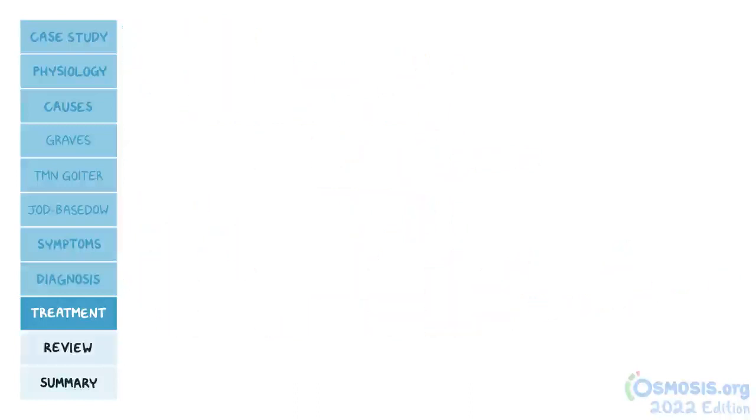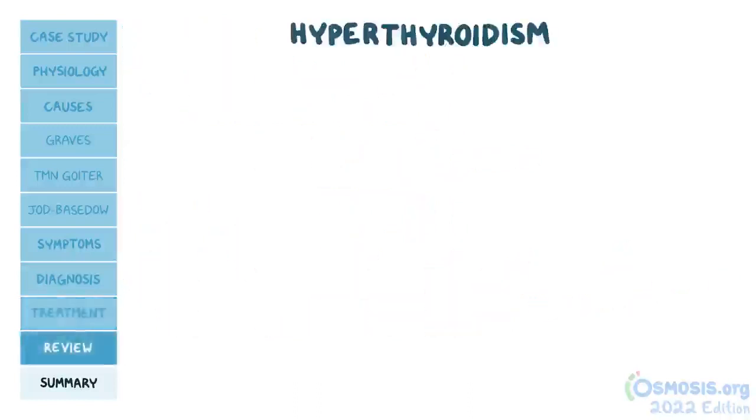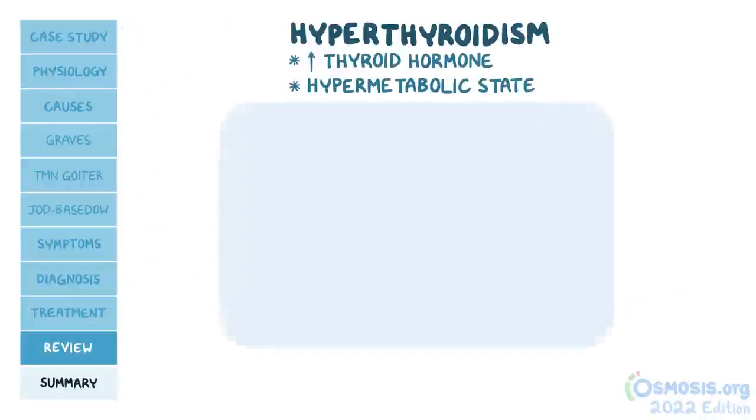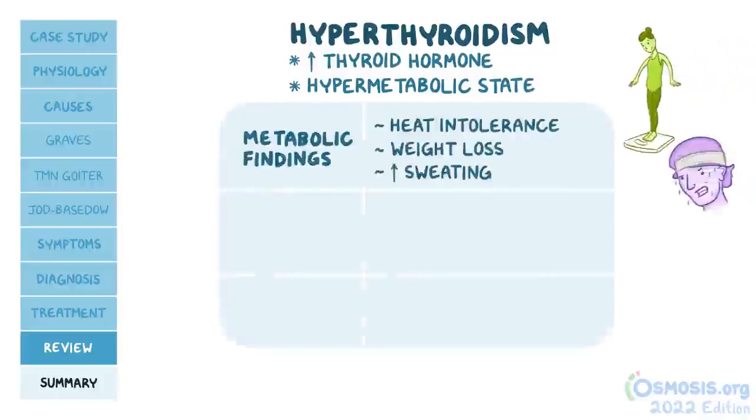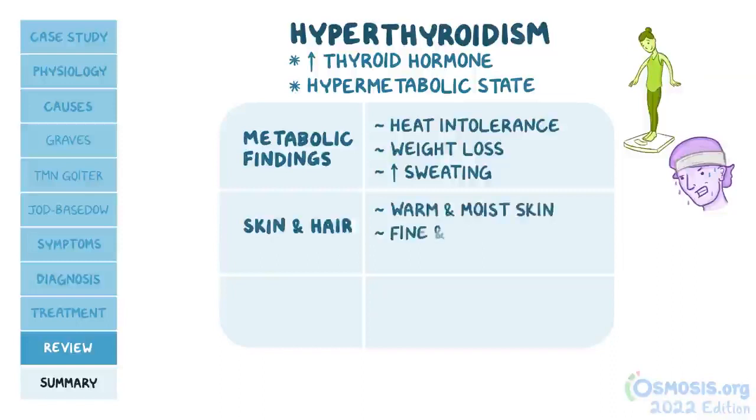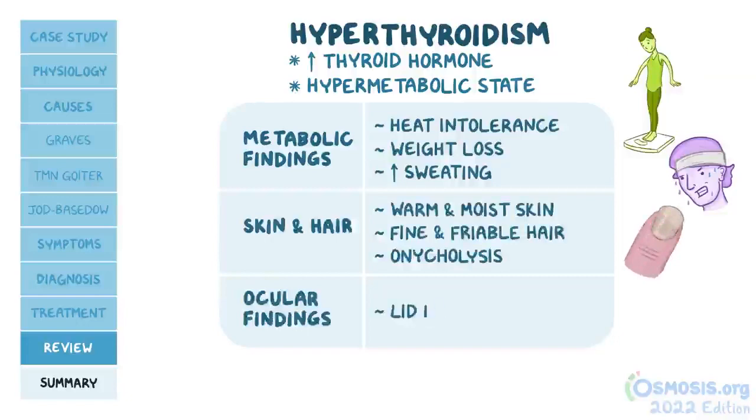All right, as a quick recap. Hyperthyroidism can happen a few different ways, and all of them result in too much thyroid hormone and a hypermetabolic state. Symptoms of hyperthyroidism affect multiple systems. Metabolic findings include heat intolerance, weight loss, and increased sweating. Skin and hair findings include warm and moist feel of the skin, fine and friable hair, and onycholysis. Ocular findings include lid lag or retraction.